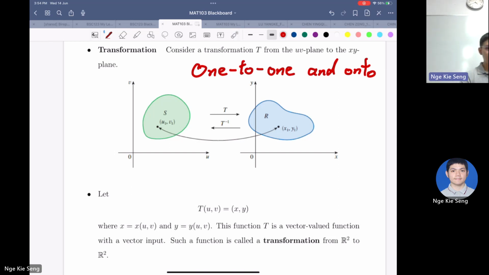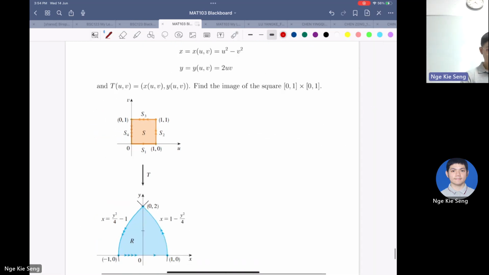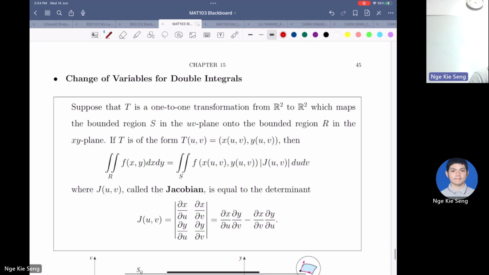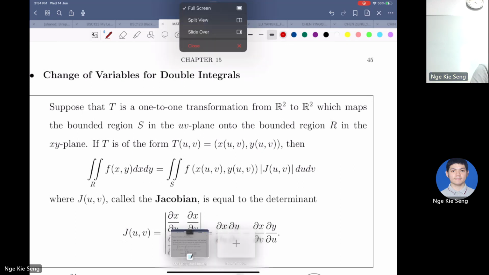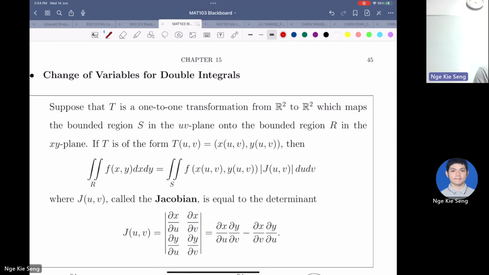Should we do this exercise? Let's keep going first. So let's say we have this T, a one-to-one and onto map. Using the following map, let me highlight it. Okay, this is the map. What is the kind of such map?